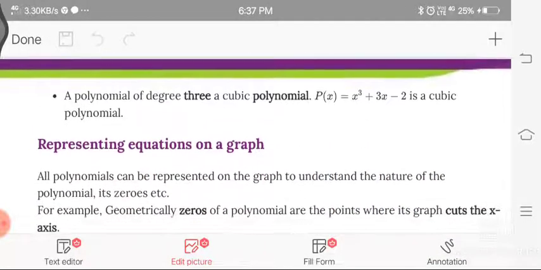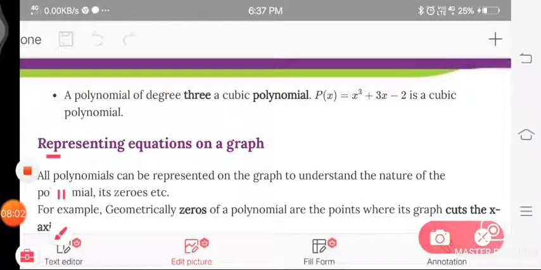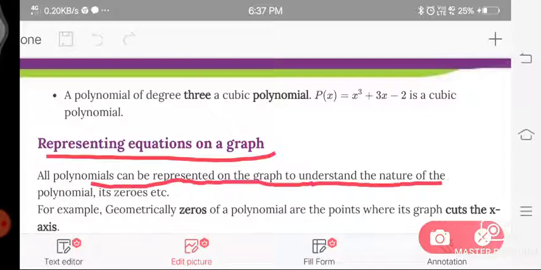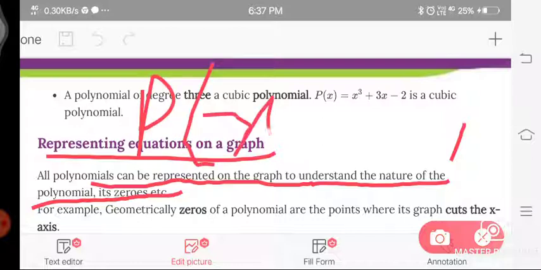So now we represent equations on the graph. A polynomial can be represented on the graph to understand the nature of the polynomial, its zeros, etc. We can represent polynomials on the graph to understand the nature of its zeros or roots on the graph, like p(x) = x + 1.